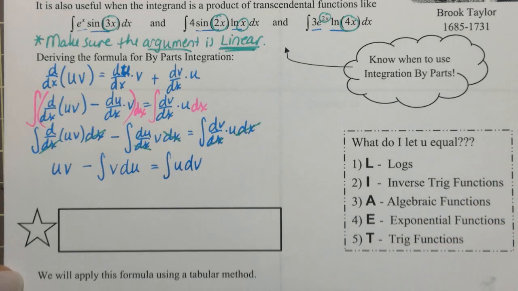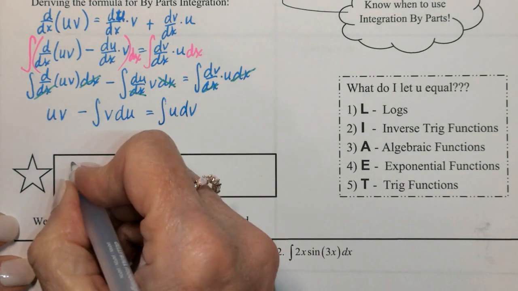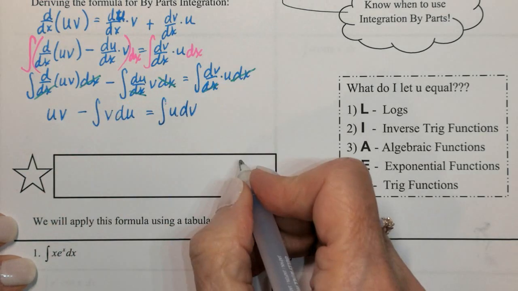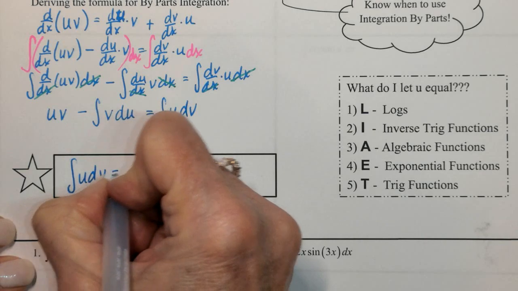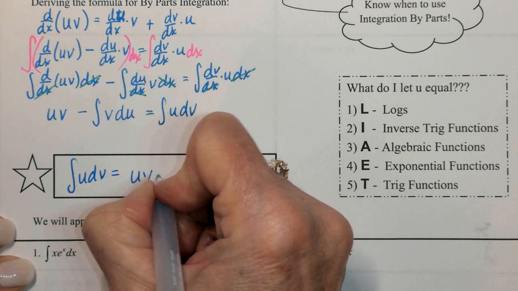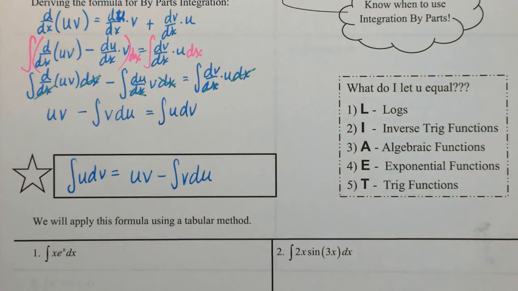Now all I'm going to do is change sides. So I'm going to write this in the front and this in the back. So the integral of u dv is equal to uv minus the integral of v du. That is our formula for integration by parts. Okay?